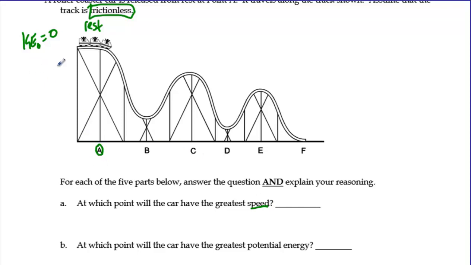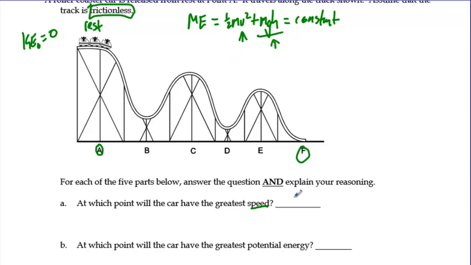That means it's got to have the greatest, or not the greatest mechanical energy, the greatest kinetic energy. Mechanical energy stays constant though. So anywhere on this roller coaster, 1/2 mv squared plus mgh equals a constant. Okay? This is never going to change. So if I want the most speed, I want this number to be the biggest. That means I want this number to be the smallest. And that's going to happen down here at F.